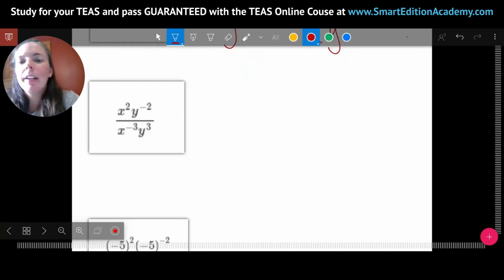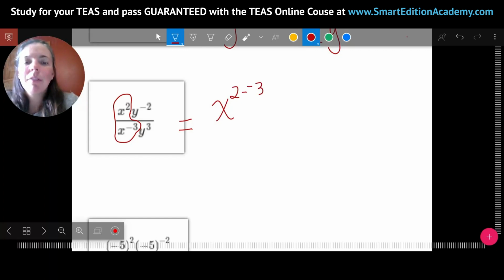Okay, now let's look at a quotient rule problem. So now we are dividing. I like to look at these just variable by variable. So x squared divided by x to the negative third is really just x to the 2 minus negative 3. Okay, so it can be a little bit tricky, again, once you have those negatives in there, but 2 minus negative 3 is really just 2 plus 3, so this is just x to the 5th.